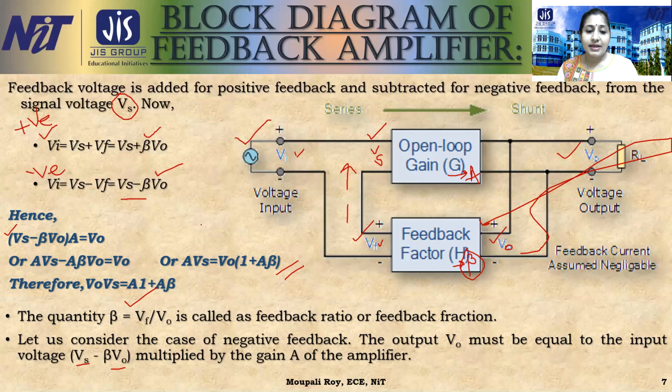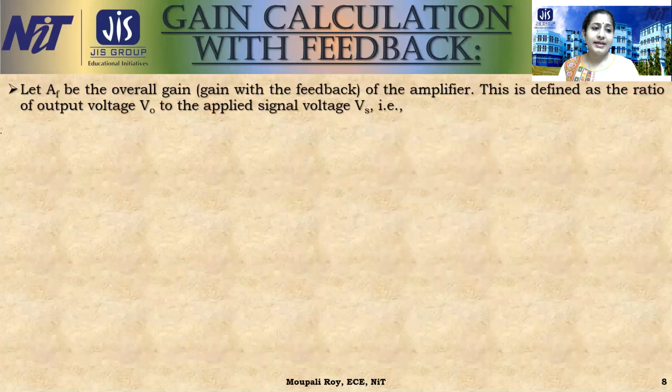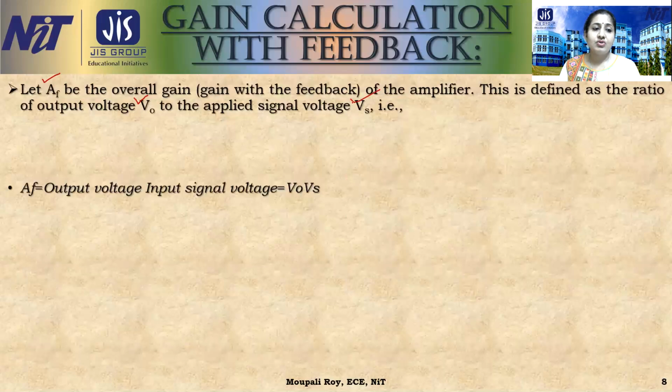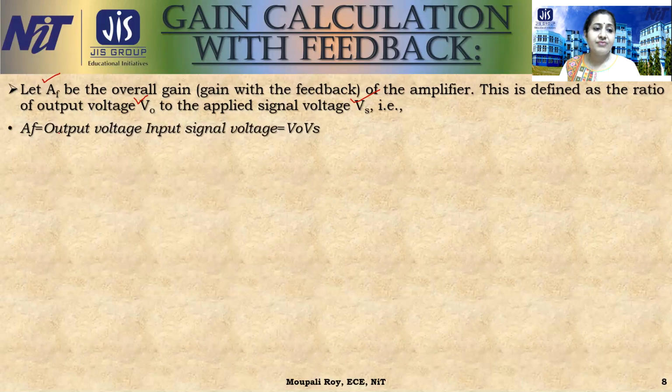And now the gain is A. Let AF be the overall gain. The overall gain with the feedback of the amplifier is defined as the ratio of the output voltage V0 with Vs. So we can write AF is equal to output voltage by input signal voltage, that is V0 by Vs.